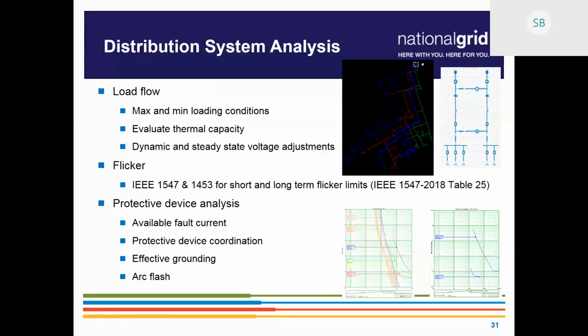Protected device, so we're looking at the available fault current, and we look at the coordination with all our other devices on the line. And as part of that too, there's effective grounding, which is a means of ensuring voltage stability on the feeder in the case of a fault, and it's also a means of ensuring that the fault current is appropriate so that everything will trip on our line as we expect it to. So it's pretty dynamic. And arc flash as well.